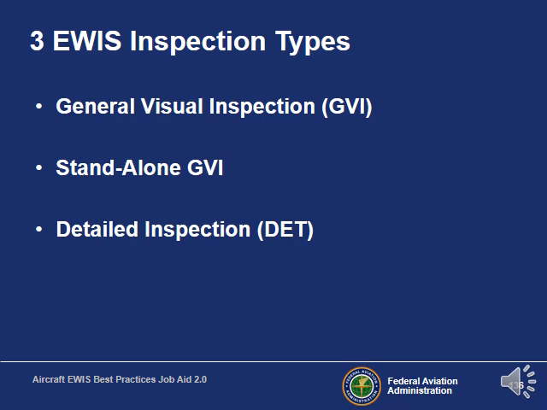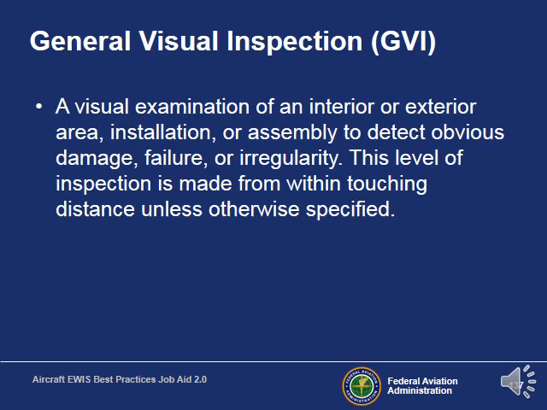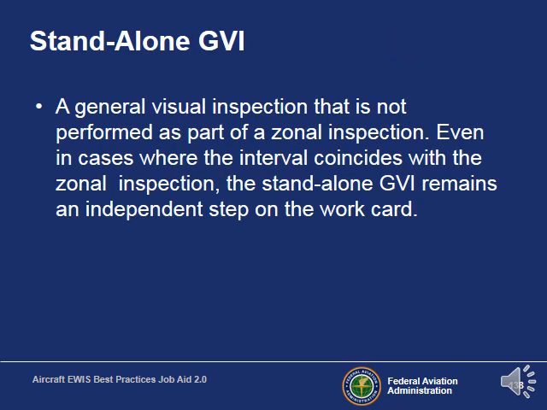There are 3 different types of EWIS inspections: the general visual inspection, the standalone, and the detailed inspection. A general visual inspection is just that. It's simple, it's general. You're looking at a distance, probably an arm's length away, for things that could be obvious problems. A standalone general visual inspection is when you need to do that general inspection, but it's not planned, it's coming up because of a certain circumstance. Maybe there's been some reliability issues and you have to do an inspection because of that problem.